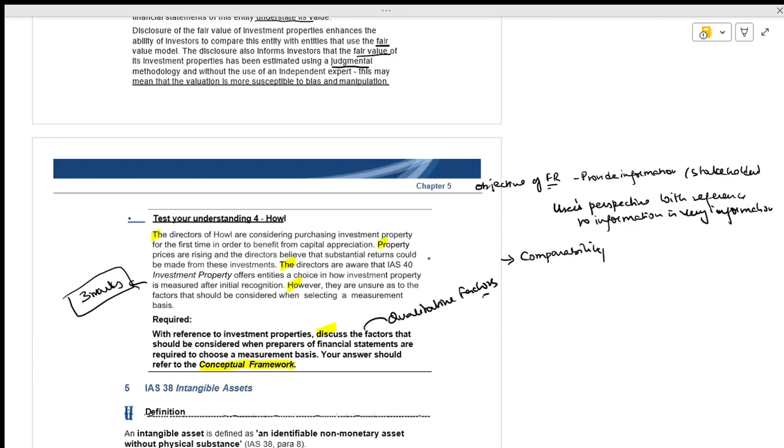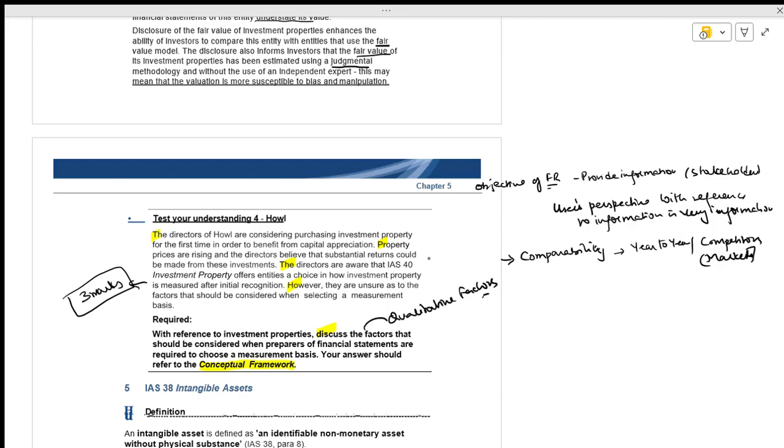What they have mentioned here is very simple. Property prices are rising, there are substantial returns from the investment, the directors are aware of the choice of how investment property is measured, and they are unsure of the factors that should be considered while selecting a measurement basis. You should have comparability. You have to compare it year to year, and compare with the competitors and with the markets.